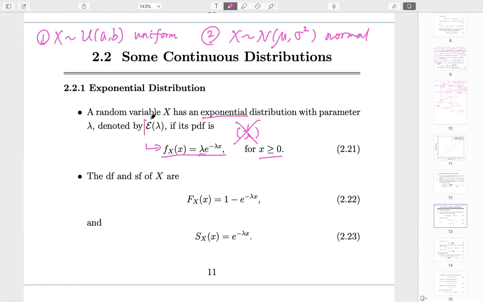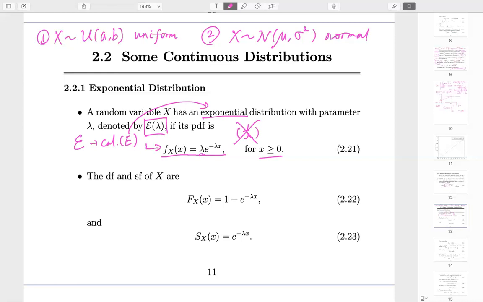Here is the notation. This somewhat fancy symbol is not epsilon. This is the calligraphy font of big E. E obviously stands for the exponential distribution.